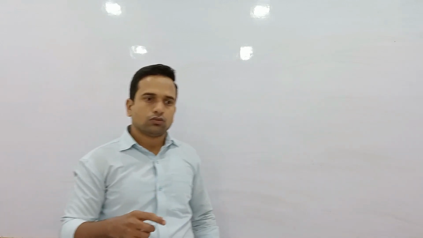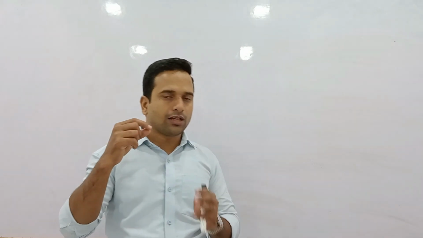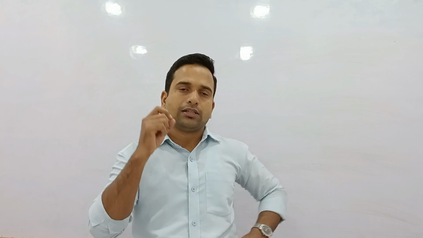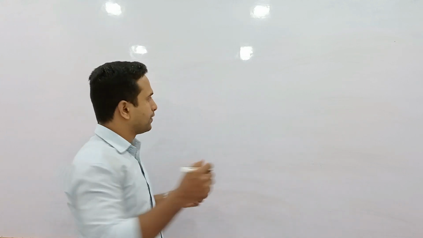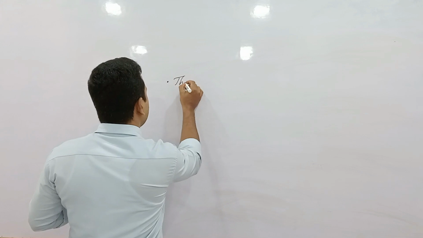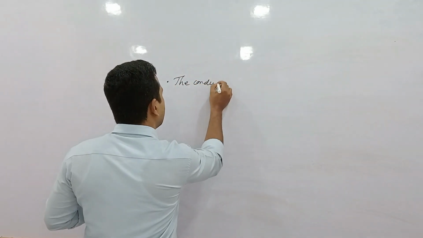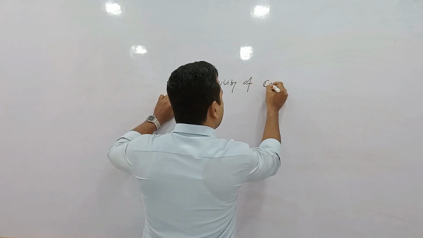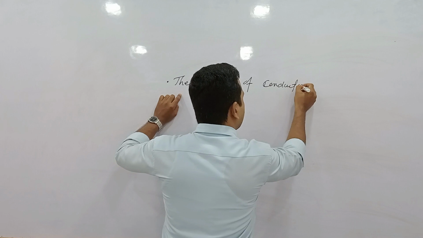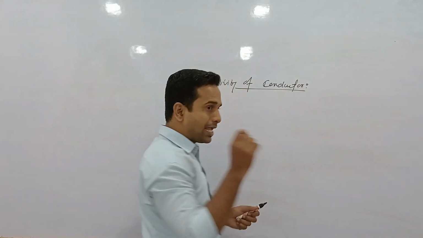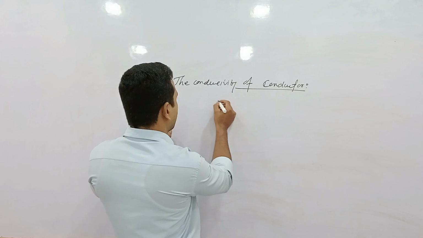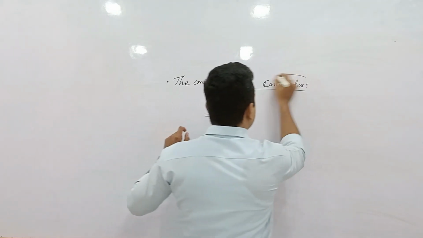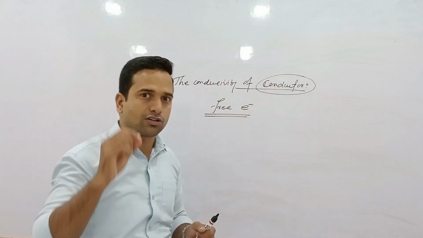Right? Then, first of all, we try to determine the conductivity of a conductor. See, the conductivity of conductor. First point, we will write: the conductivity of conductor is only due to the free electrons. कंडक्टर की जो कंडक्टिविटी होती है वो सिर्फ फ्री इलेक्ट्रॉन की वजह से होती है.